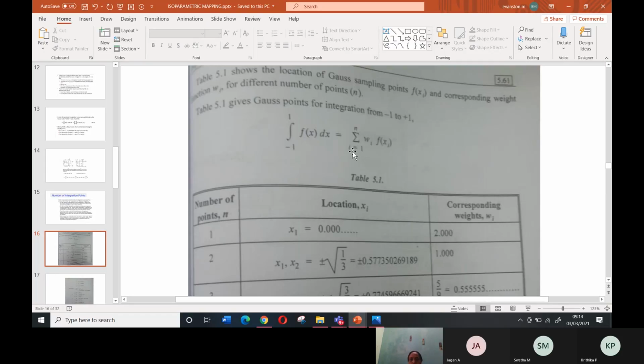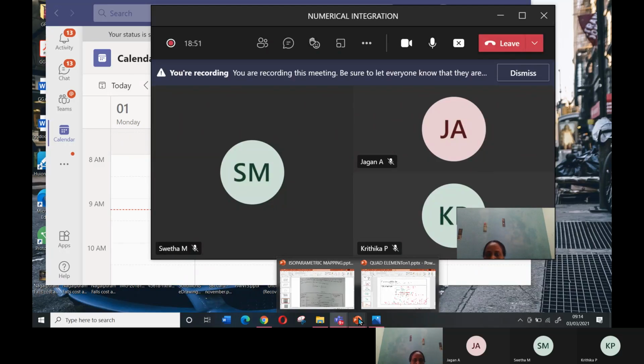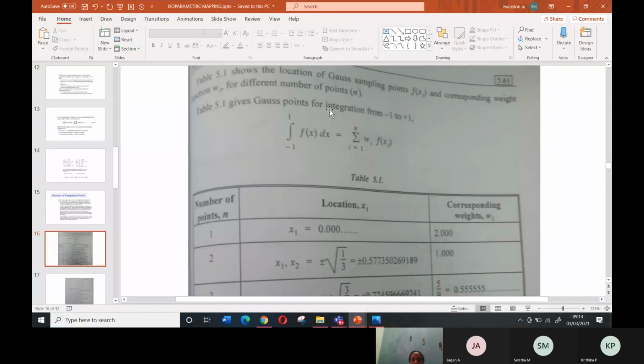You didn't do it that day, no? Last class you didn't copy, no? Somebody can answer me. Did you copy this table? Sweta, did you do it? Jagan? Ma'am, no, ma'am. You didn't copy, no? Then you do it now. This will be helpful for you. Put the title Gauss quadrature and copy this one, and copy this table.